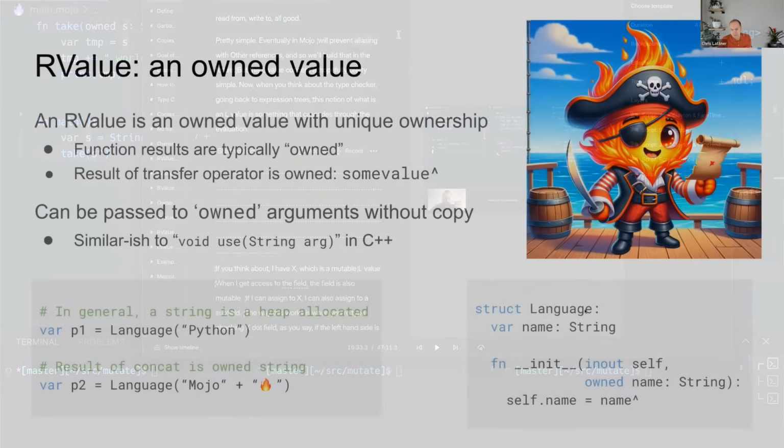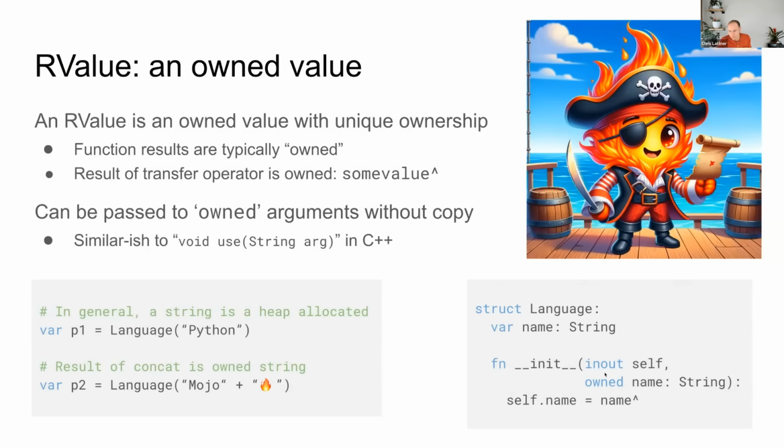Anyway, back to Chris. There's a goofy language struct, and it has a name argument that it takes. It wants to take ownership of that string that you pass in. If you construct a new string, either with a string literal like Python or a concatenation with plus like Mojo and Fire, this is an expression, plus returns an owned string. You can pass it directly into this initializer, and there's no copy made because this thing returns an RValue.